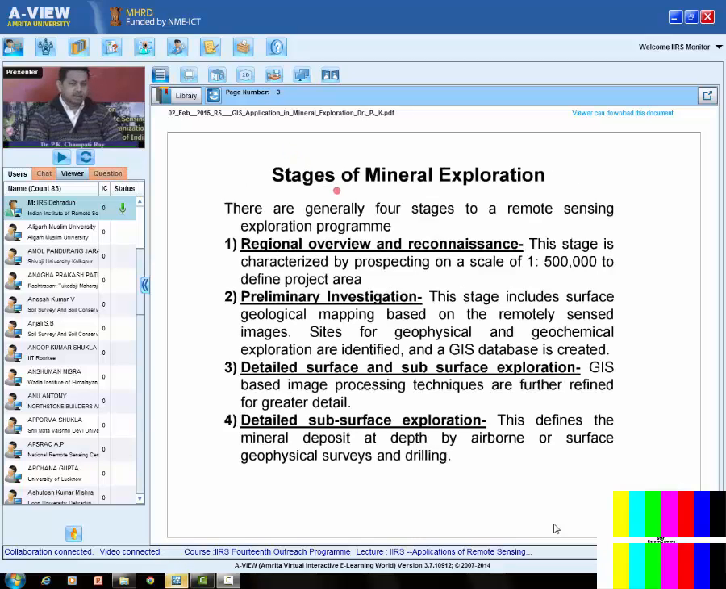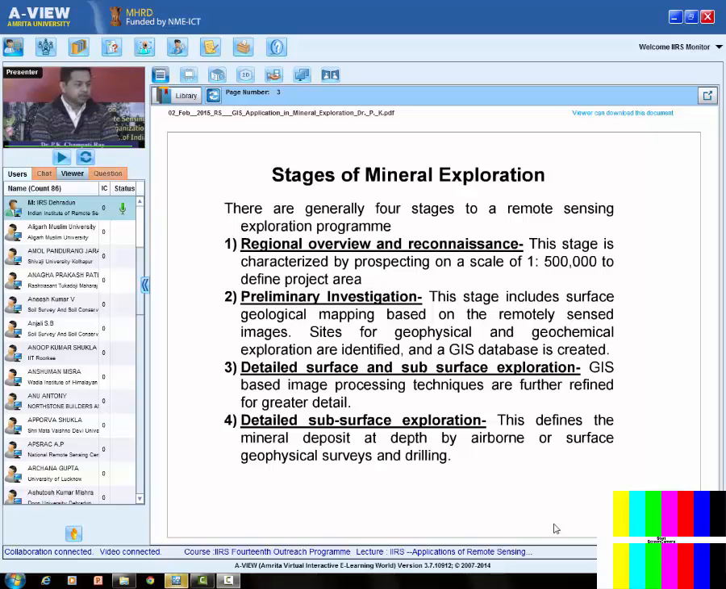Now we'll see some basic aspects of the stages of mineral exploration. That's very important to know, because the role of remote sensing, the type of data to be used, all depends on the level of exploration activity the geologists are engaged in. In different stages of the exploration activity, different types of geological data are required, and similarly different types of remote sensing data products are also required.